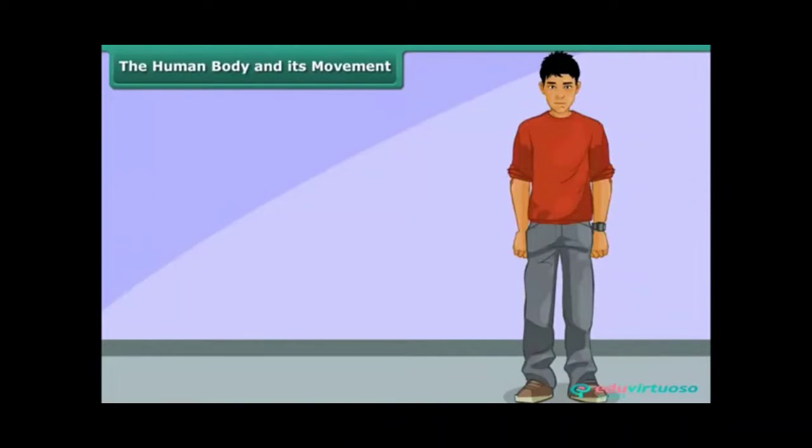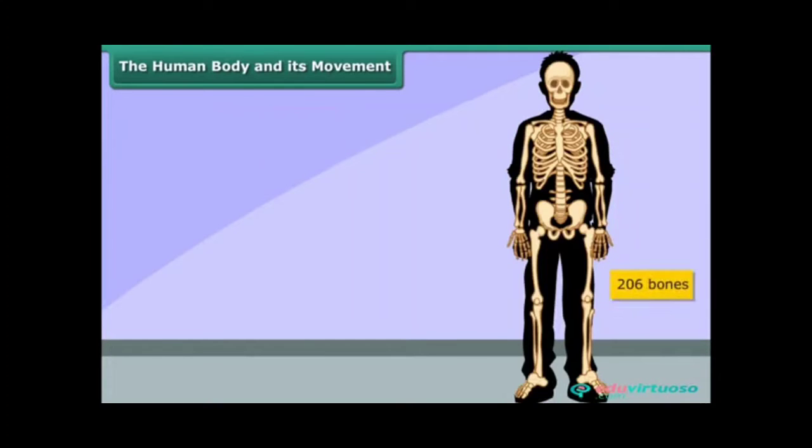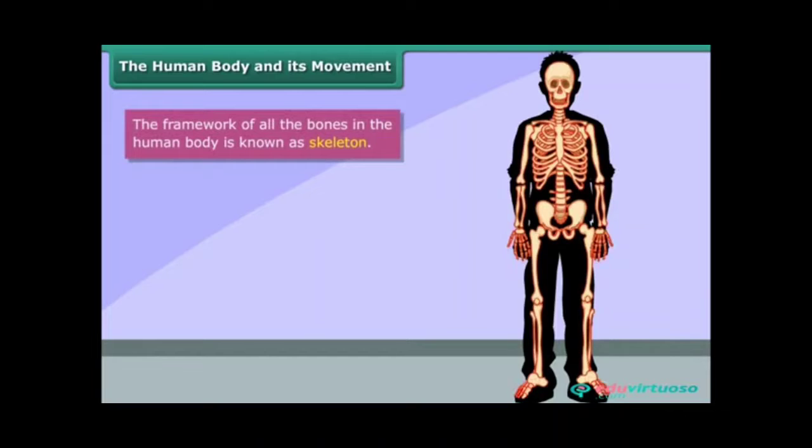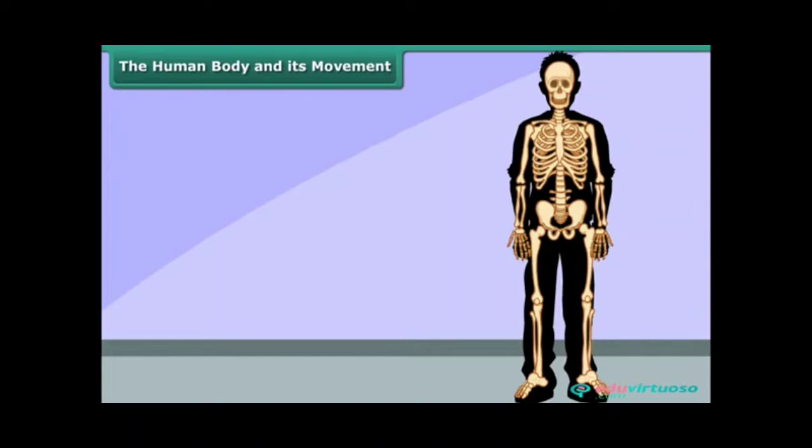The human body and its movement. As we already know, the shape of our body is due to the presence of bones, cartilage and muscles. And there are 206 bones in the human body. The framework of all the bones in the human body is known as skeleton. It consists of the skull, hand bone, shoulder bone, rib cage, pelvic bone, backbone, leg bone and cartilage.